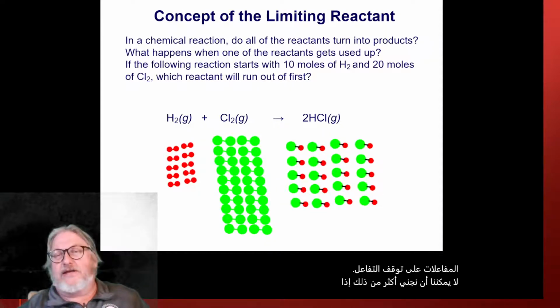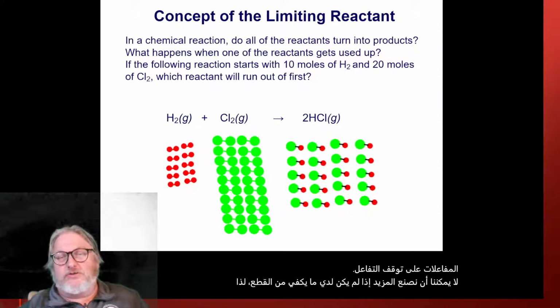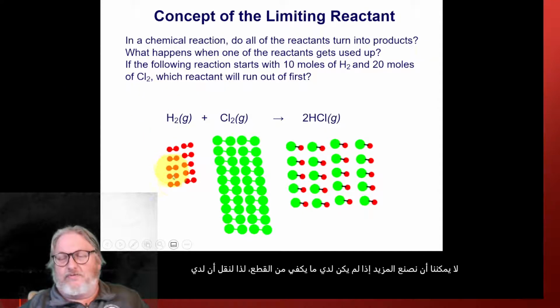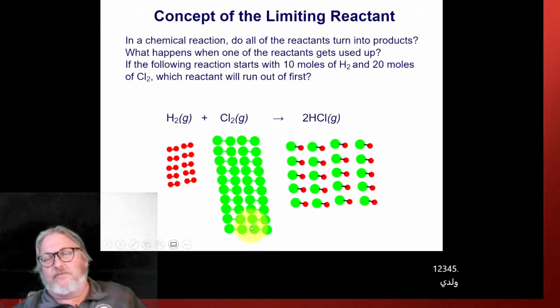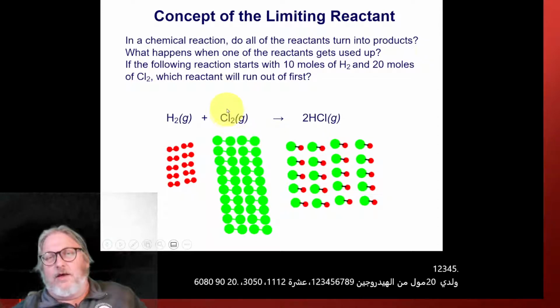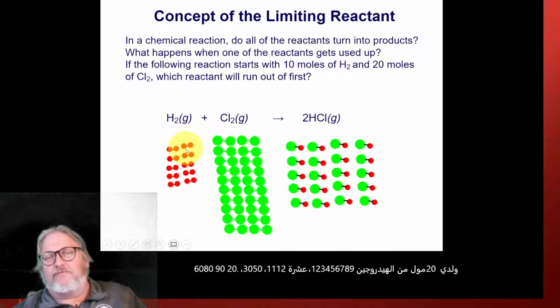So let's say I've got 10 moles of hydrogen. 1, 2, 3, 4, 5, 6, 7, 8, 9, 10. And I've got 20 moles of chlorine. 1, 2, 3, up to 20. Which of these are going to run out first? I've got 10, I've got 20. And if I look, it's a one-to-one relationship.